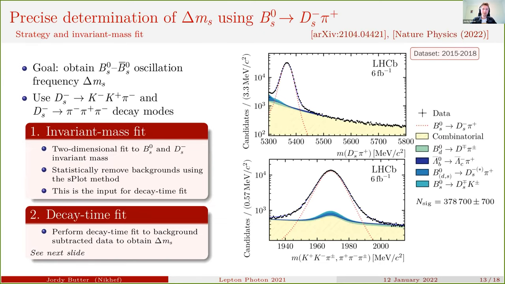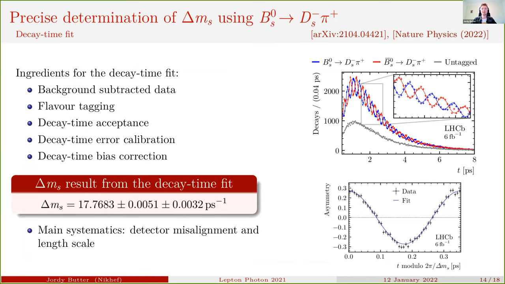Then delta ms using Bs to Ds pi. This is the most sensitive mode to delta ms. They use Ds to KK pi and Ds to pi pi pi. This analysis consists of two main parts. First, an invariant mass fit, in which the Bs and the Ds invariant masses are fitted to obtain sWeights to subtract the backgrounds statistically. You can see that it's a very clean mode, with 380,000 events. And this background-subtracted data is then used in the decay time fit to obtain delta ms.